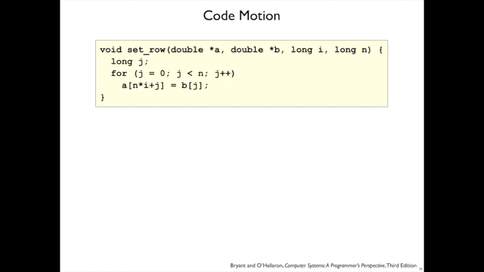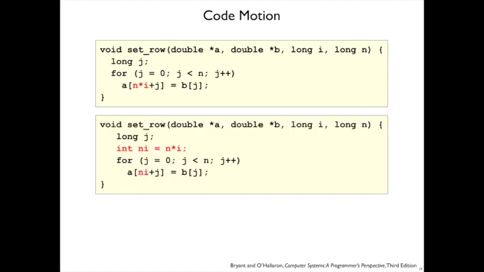So let's look at some examples of these things, starting with code motion. Here we've got a set row function. The key thing is there's a for loop, and we're installing into an array A based on the values in an array B, and we have to compute a place in A for that value to go to. Now you'll notice that the loop variable is j, so that means n times I is never going to change as this loop goes through.